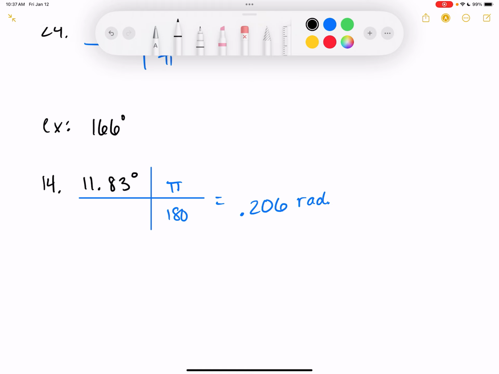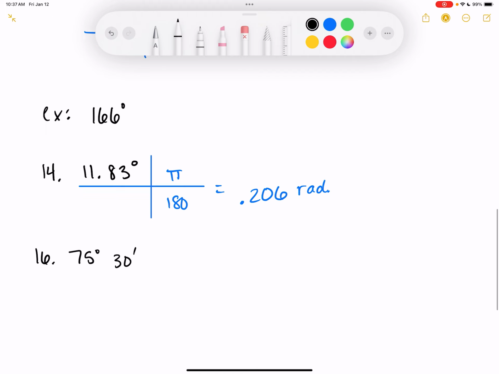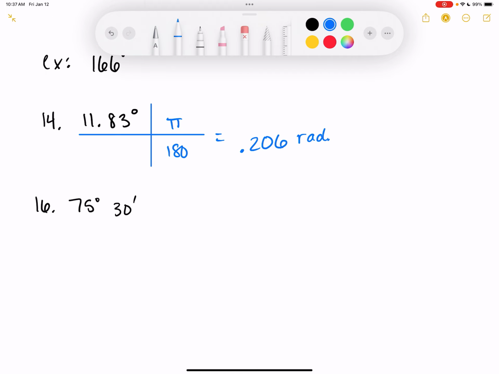If you get one like 16 where it gives it to you as 75 degrees, 30 minutes, we have to convert the minutes into a decimal before we can change it to radians. So what is our conversion for minutes? Over 60? Yep, 30 over 60 for this one. So that's 1/2 or 0.5. So then we would take 75.5 degrees and multiply it by pi over 180.